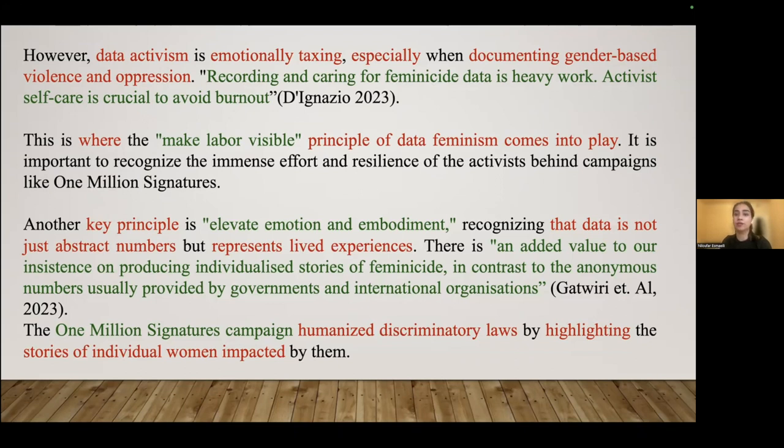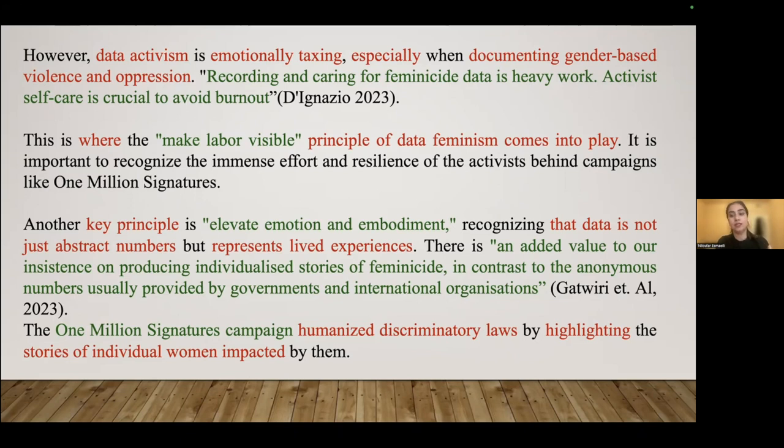Recording and caring for feminicide data is heavy work, and activist self-care is crucial to avoid burnout. So this is where the make labor visible principle of data feminism comes into play. Another key principle is elevate emotion and embodiment. We have to recognize that data is not just abstract numbers, but represents lived experiences.